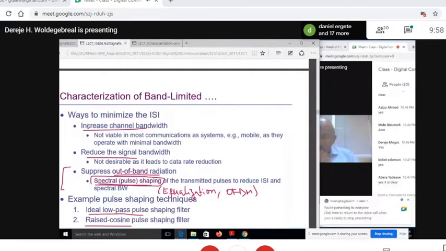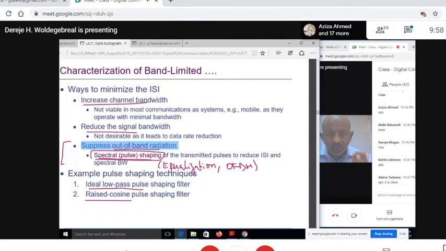ሶ ኢንክሪዚንግ ቻናል ባንድዊድዝ ዳት ሜይ ኦር ሜይ ኖት ቢ ፖሲብል፣ ሬዲዩሲንግ ዘ ሲግናል ባንድዊድዝ ዳትስ ኖት ዲዛይረብል ቢኮዝ ኢት ሃዝ ዳይሬክት ኢምፕሊኬሽን፣ ኢዝ ሬዲዩሲንግ ዘ ዳታ ሬት which is not desirable. Now, the third and the most widely used option is to suppress the out-of-band radiation or to suppress the inter-symbol interference. And there are two strategies for that. One is designing the pulse-shaping filter.